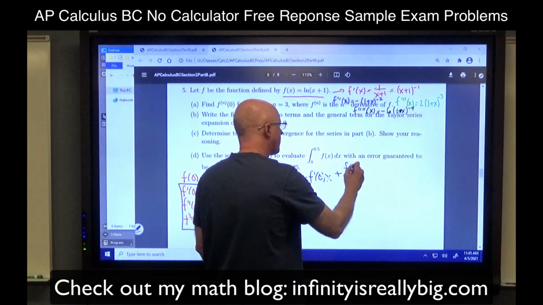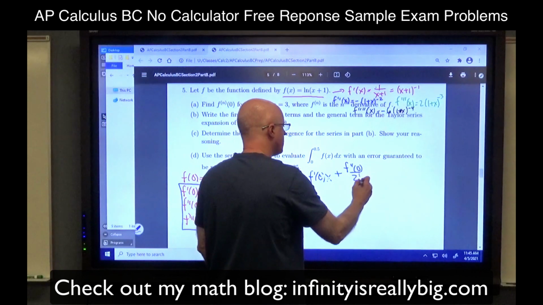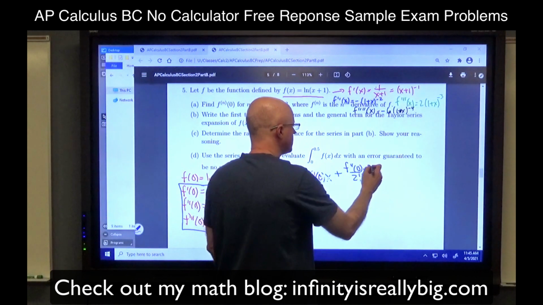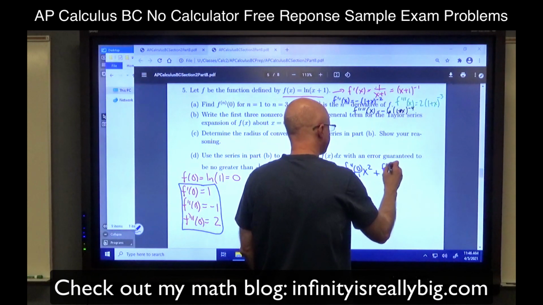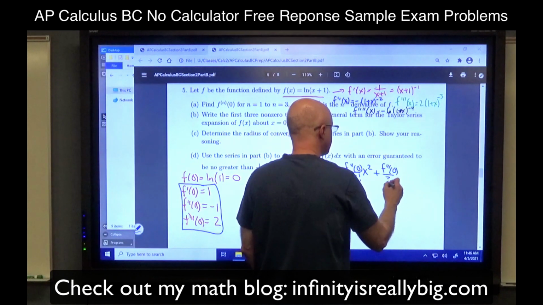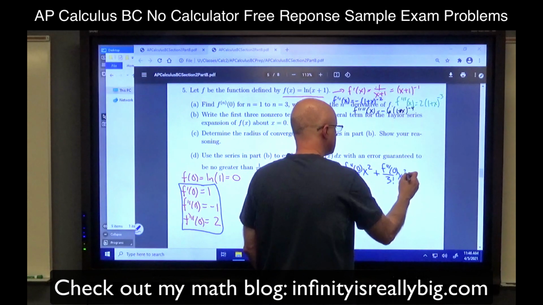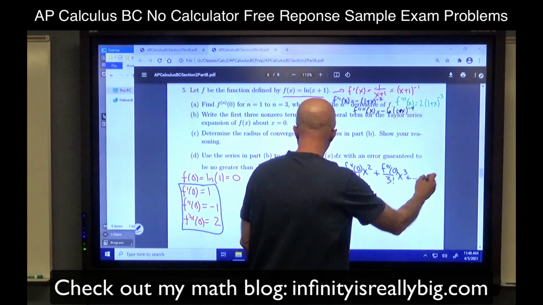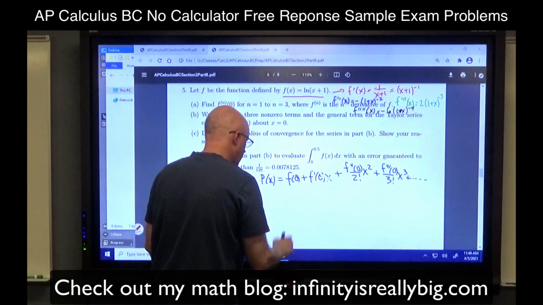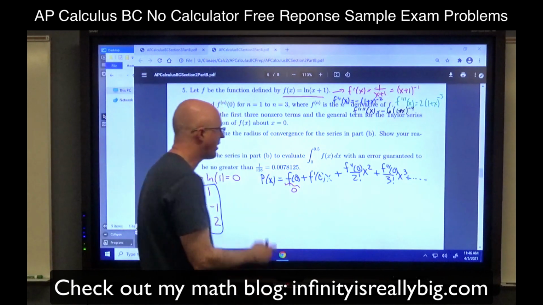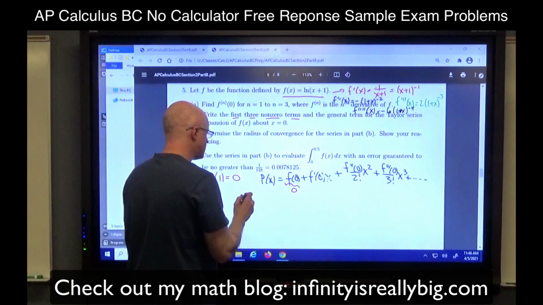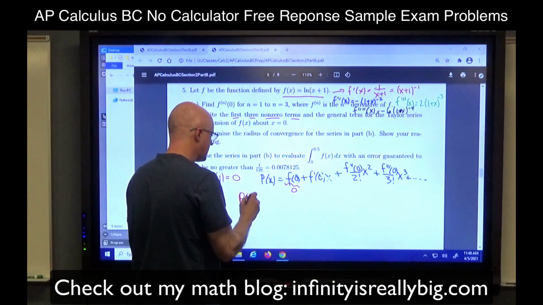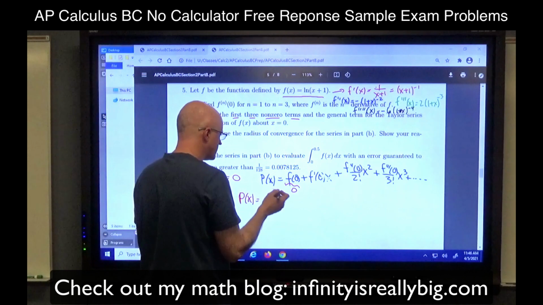Plus f double prime of 0 divided by 2 factorial, x squared, plus f triple prime of 0 divided by 3 factorial times x cubed, etc. This right here is 0 though, so that's not part of the first 3 non-zero terms. So the Taylor series is going to be P of x equals 0, which I won't write.